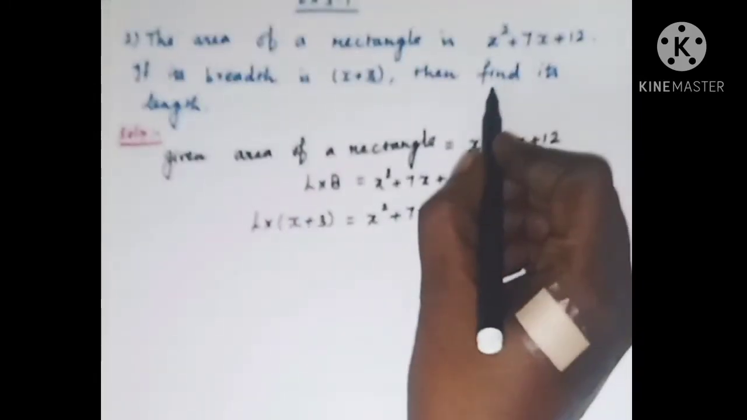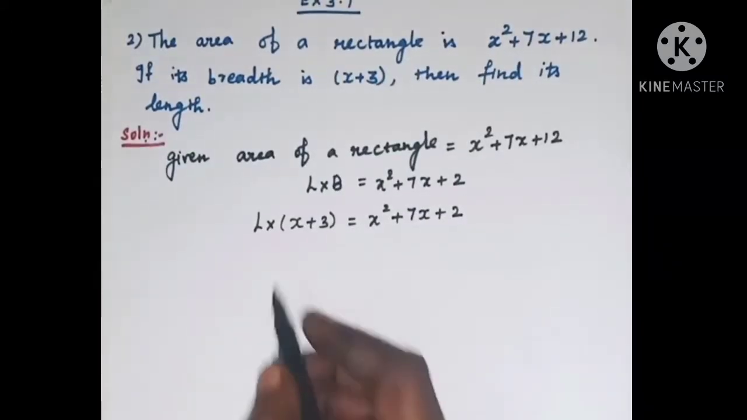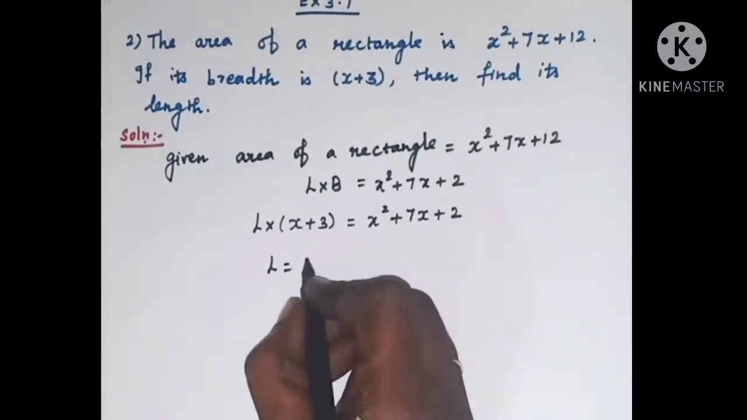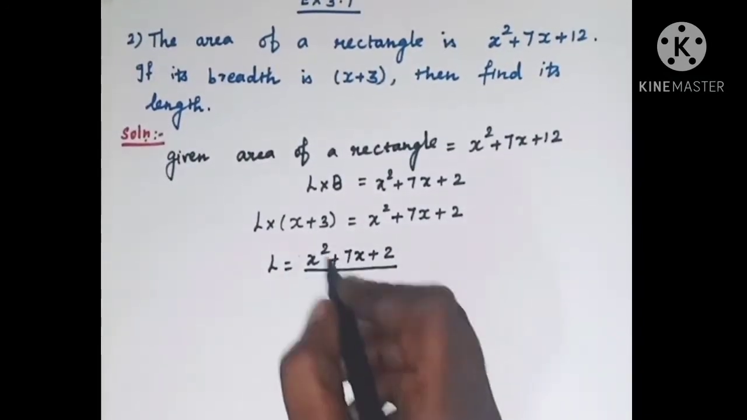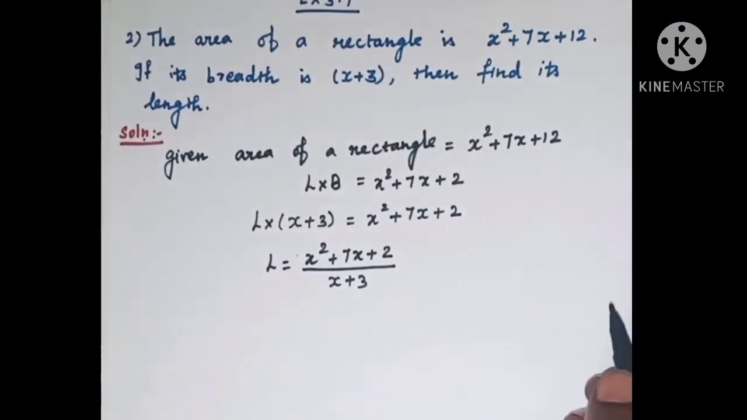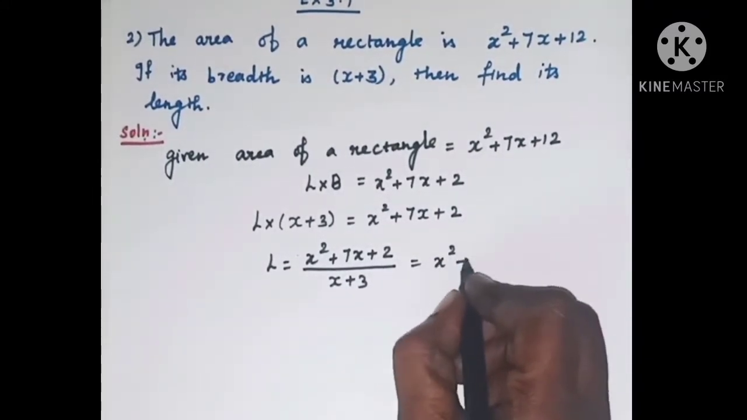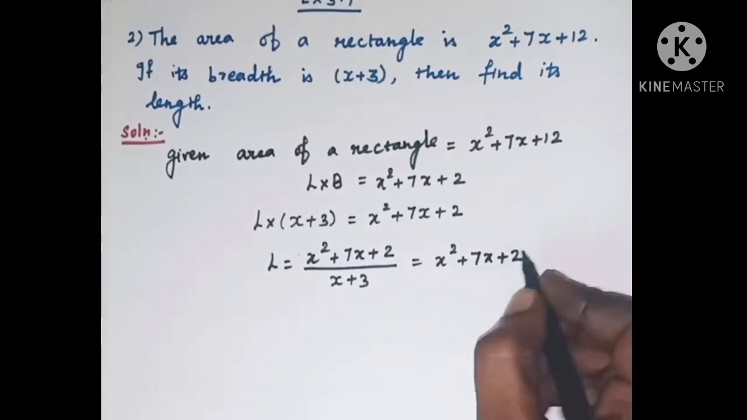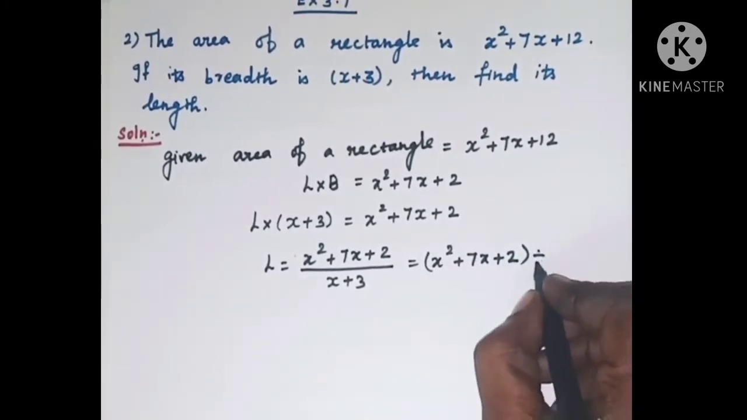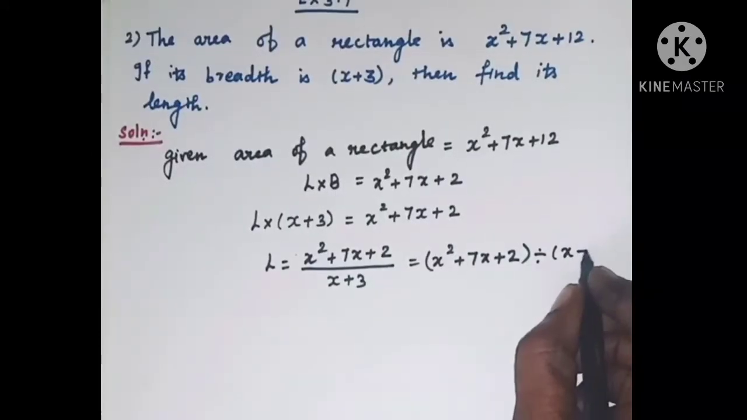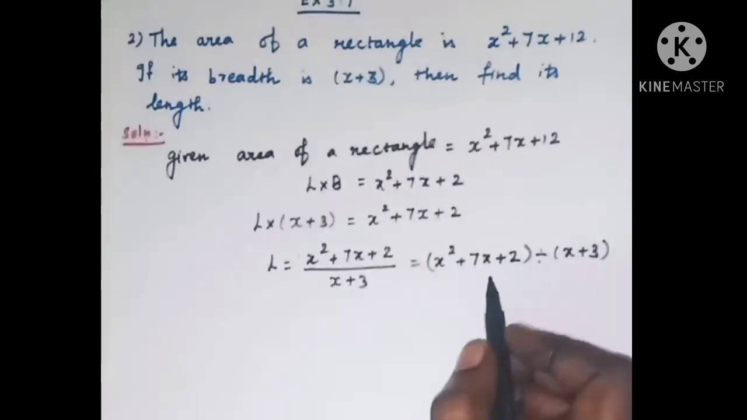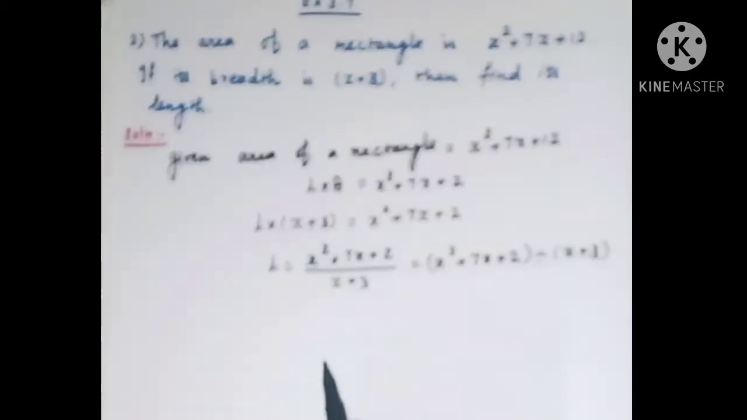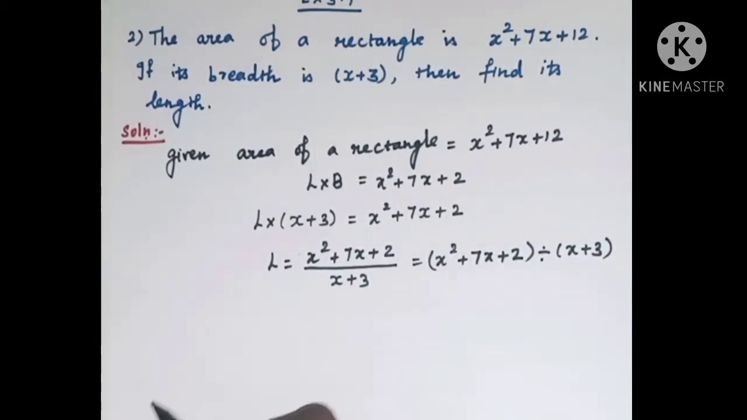Now we have to identify the length. So length L is equal to x square plus 7x plus 12 divided by x plus 3. Now we have to divide this x square plus 7x plus 12 with x plus 3. Using synthetic division, we will identify the length of the rectangle.